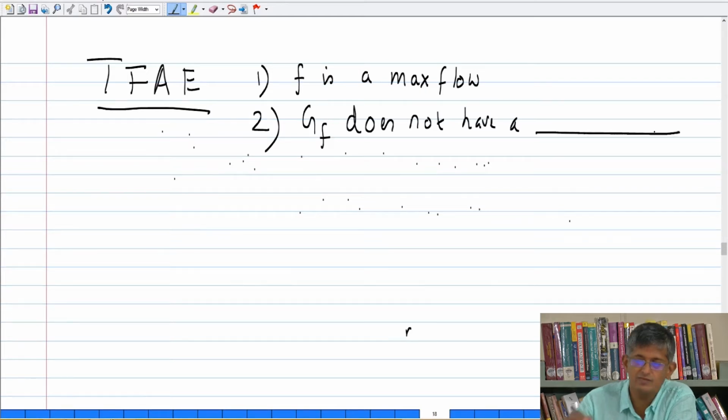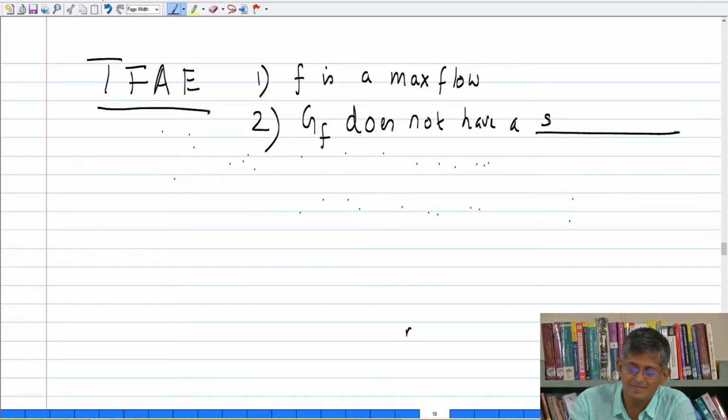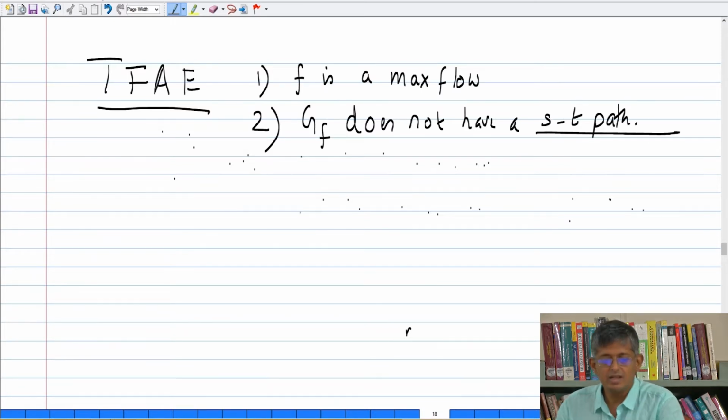Can somebody complete this for me? If F is a max flow in the given network G, no, the residual network is GF, there is no ST path. Super. Yeah, all of you are right. It does not have an ST path, because if there is an ST path, you can increase the value of the flow.